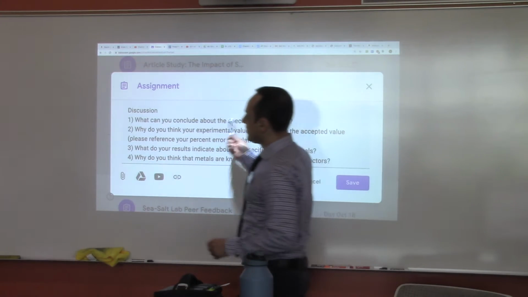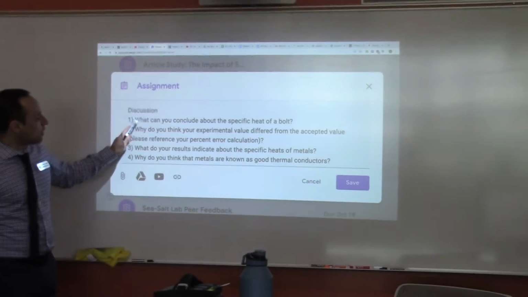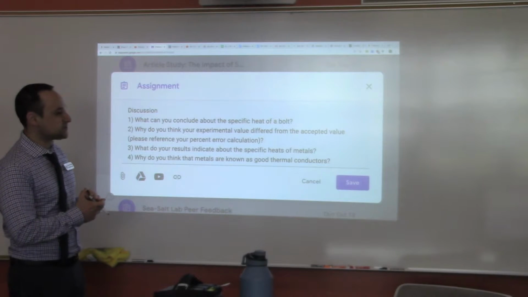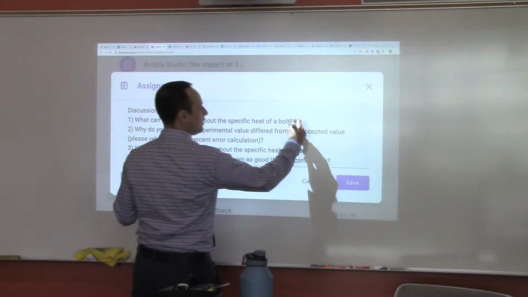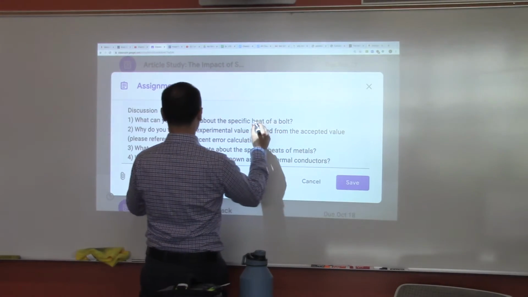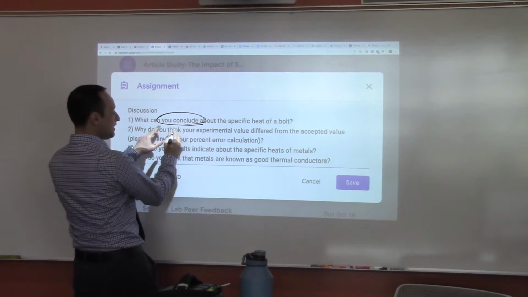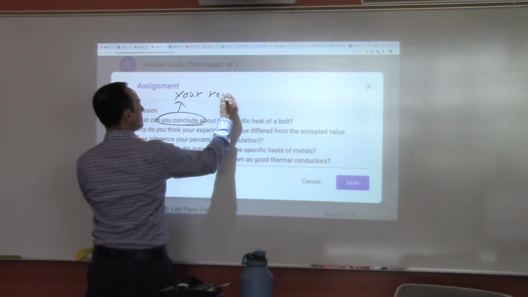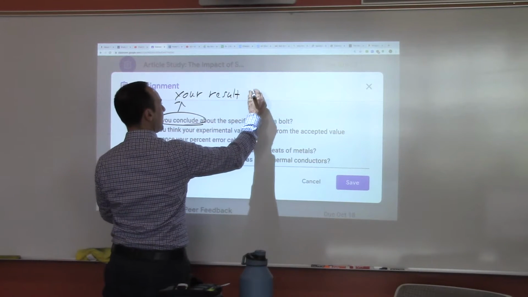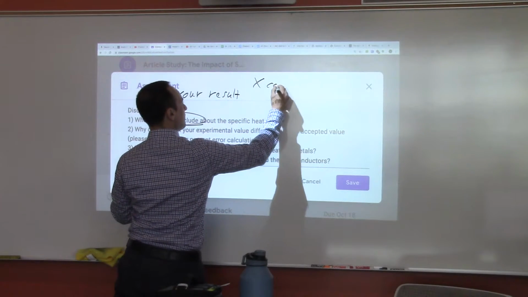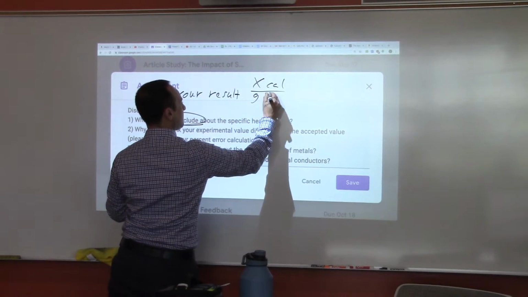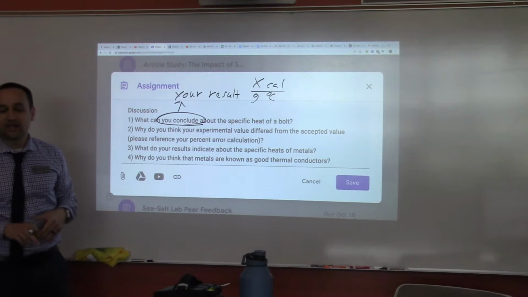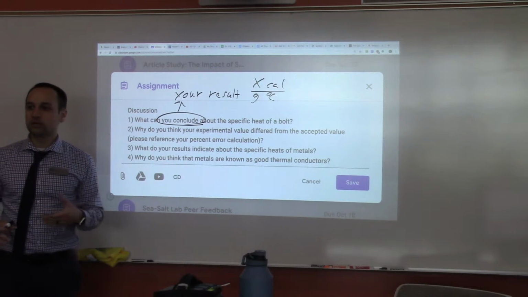So last piece, discussion section. What can you conclude about the specific heat of a bolt? What can you conclude? Your result. Okay? So like X cal per gram degrees Celsius. Whatever you measured is what X is. That's what you can conclude from your work.